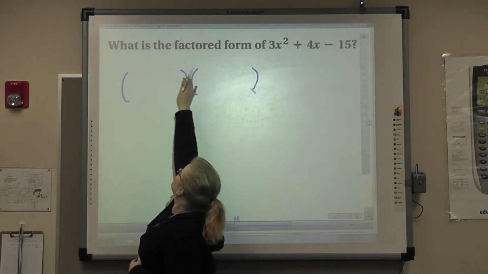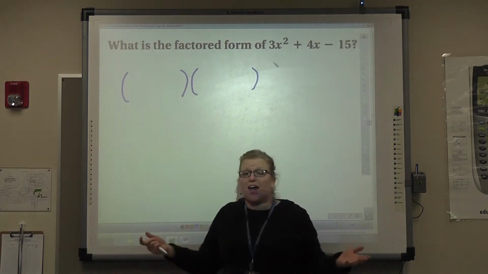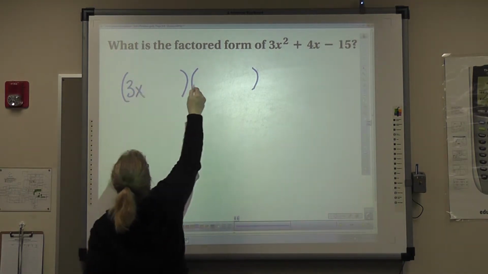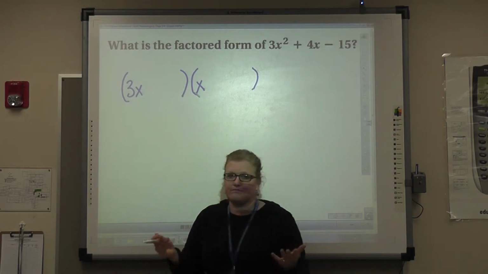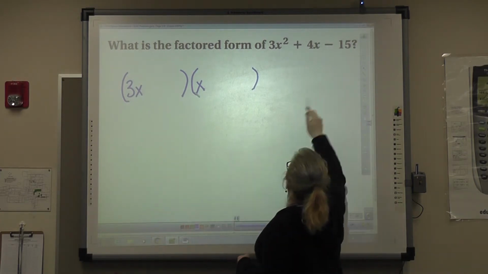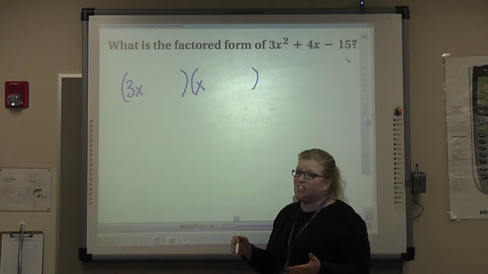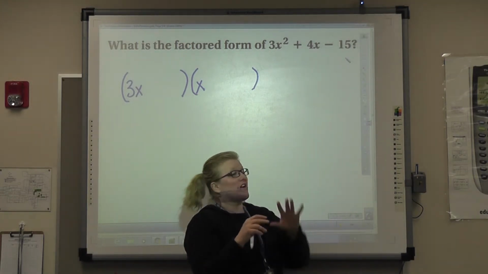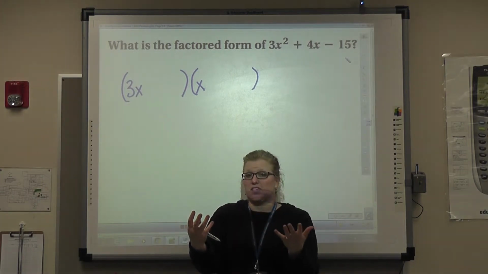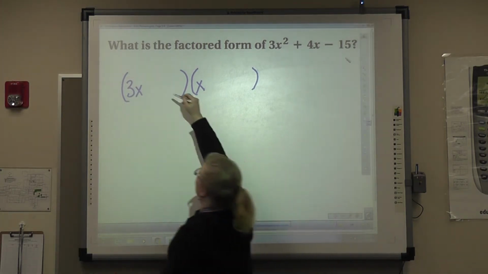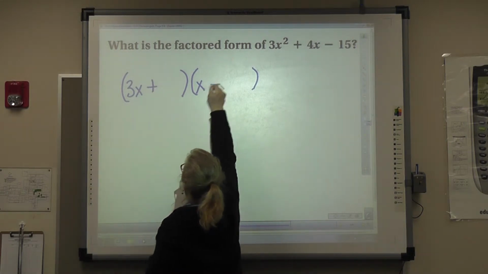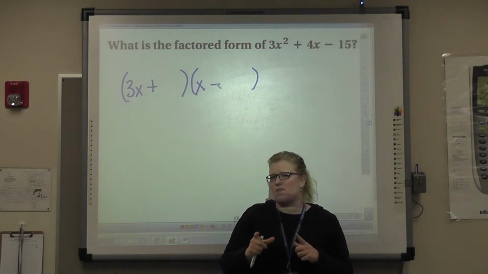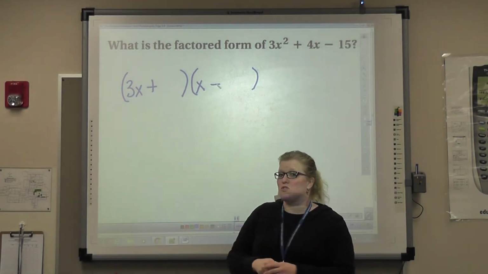This one, 3x squared, I only have really one option: 3x and x. That's all. Now I'm going to come over to 15, and it's not just 15, it's negative 15. When we have a negative number there, it's got to be a positive times a negative. So I know that I'm going to have to do this and this. So I would put that in next. That's a little different from how we factored before, but that's what I would do for this.